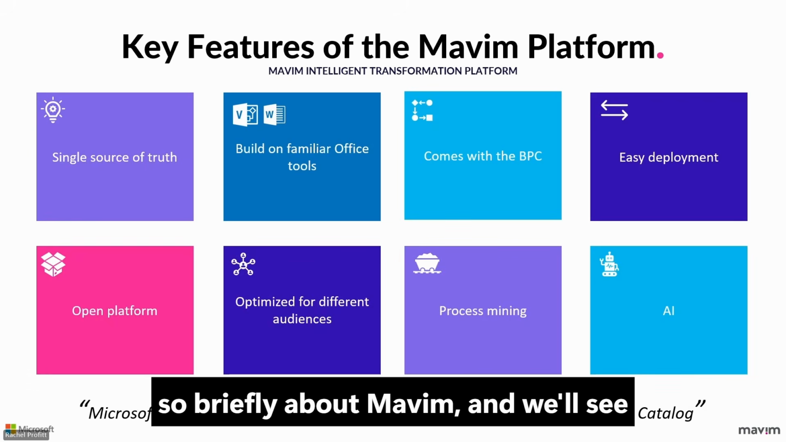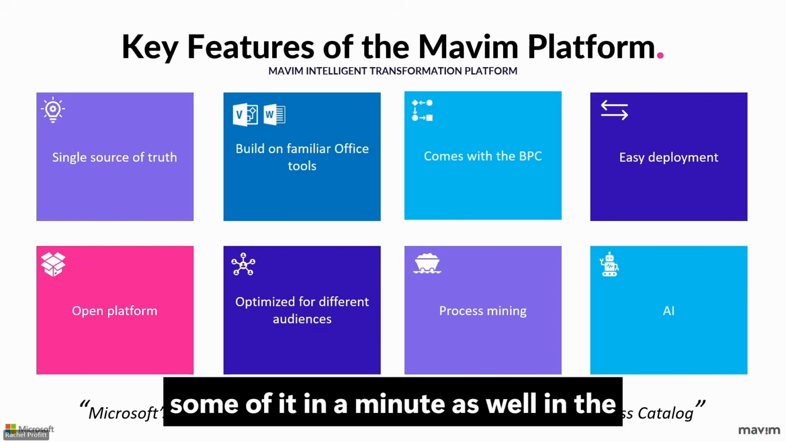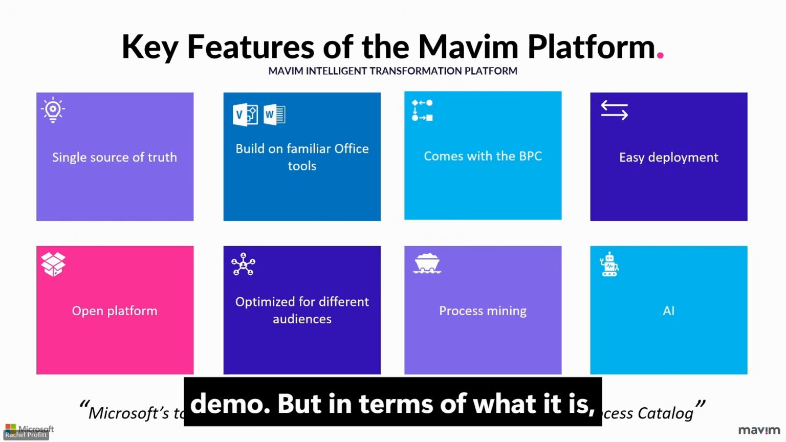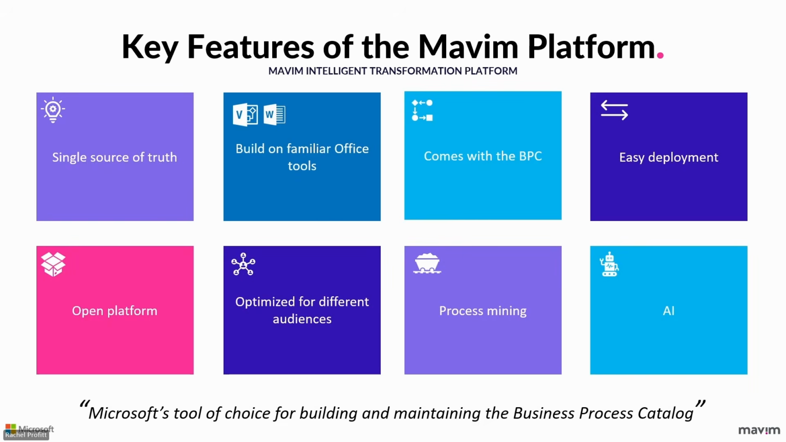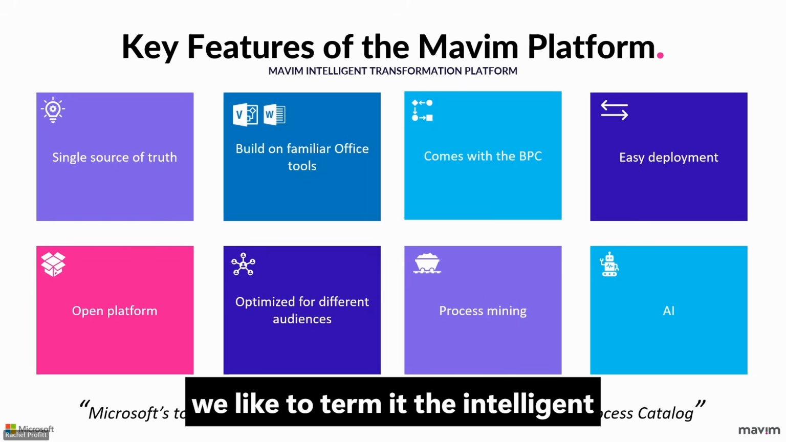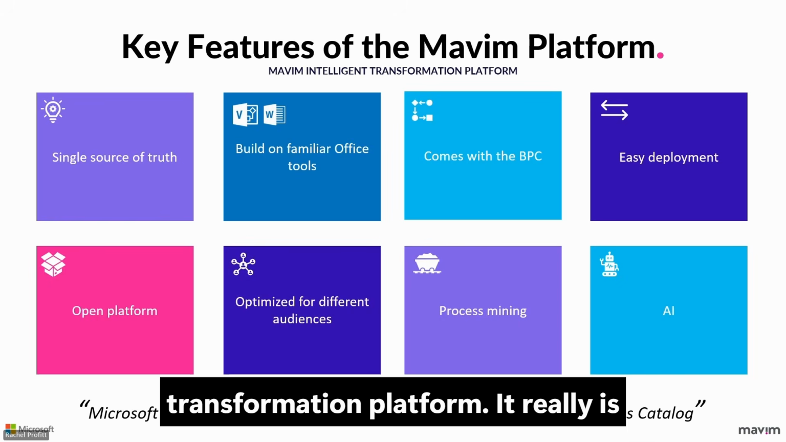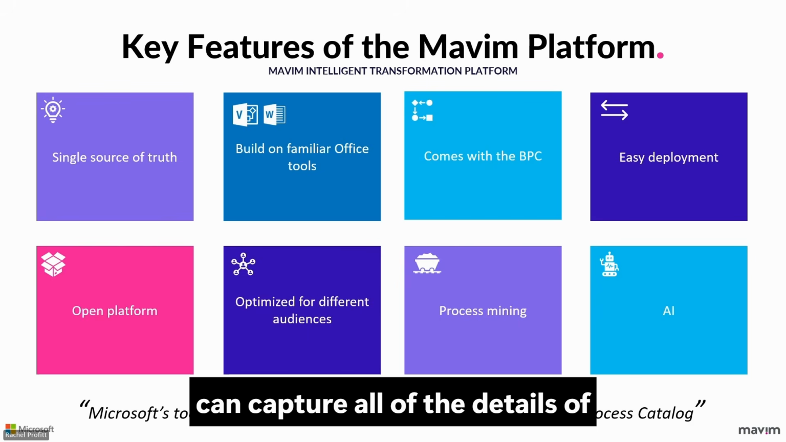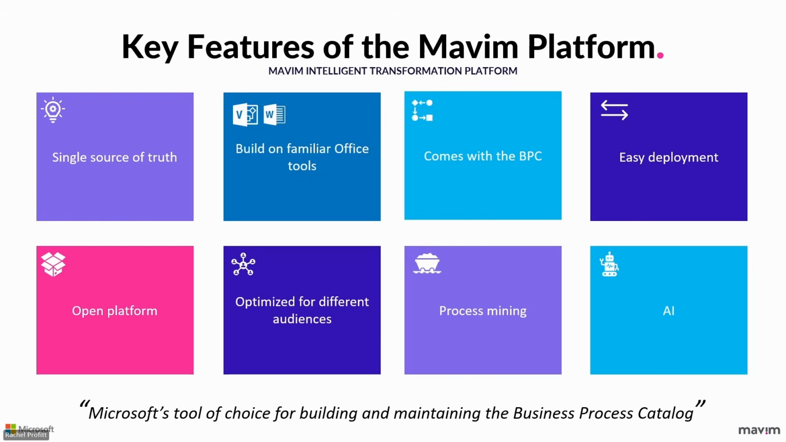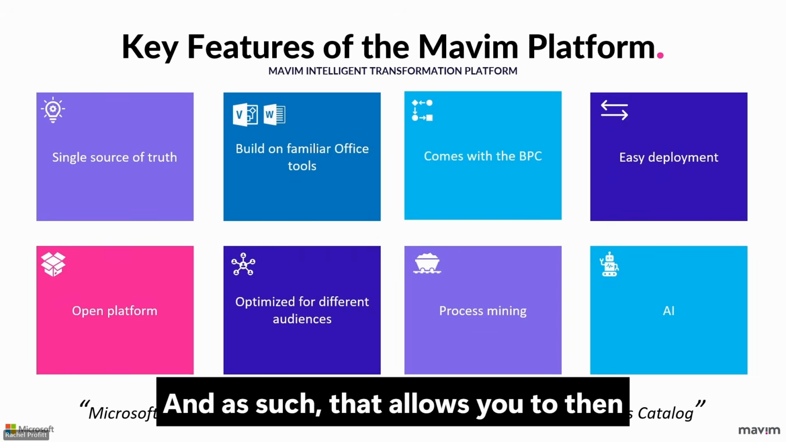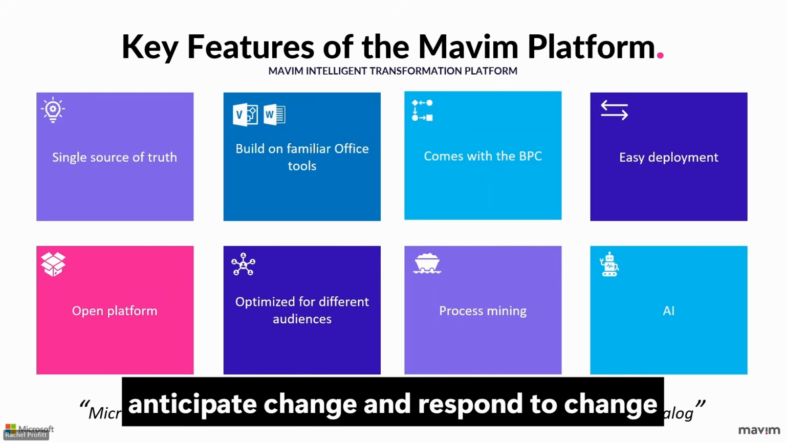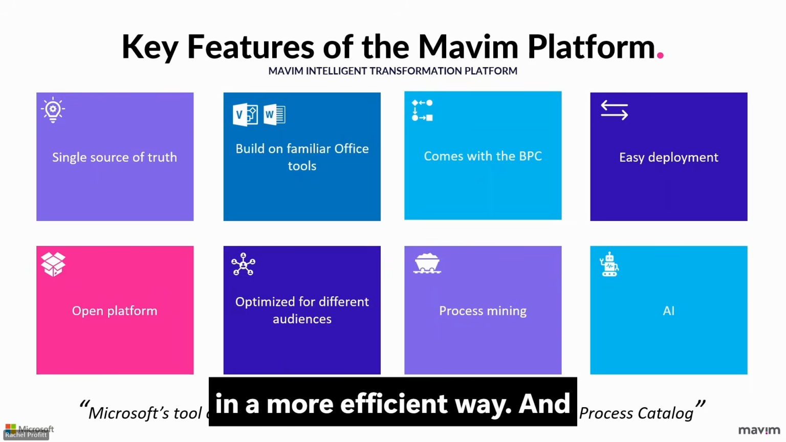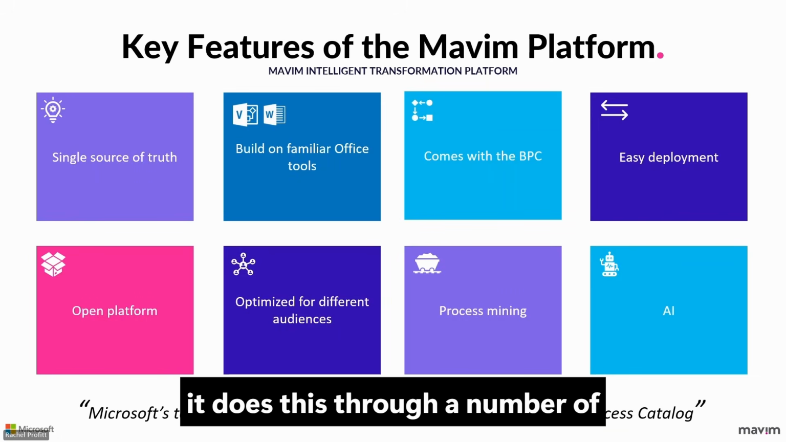Yes, so briefly about Mavim, and we'll see some of it in a minute as well in the demo. But in terms of what it is, we like to term it the intelligent transformation platform. It really is that platform in which you can capture all of the details of an operating model of an organization. And as such, that allows you to then anticipate change and respond to change in a more efficient way. And it does this through a number of features.